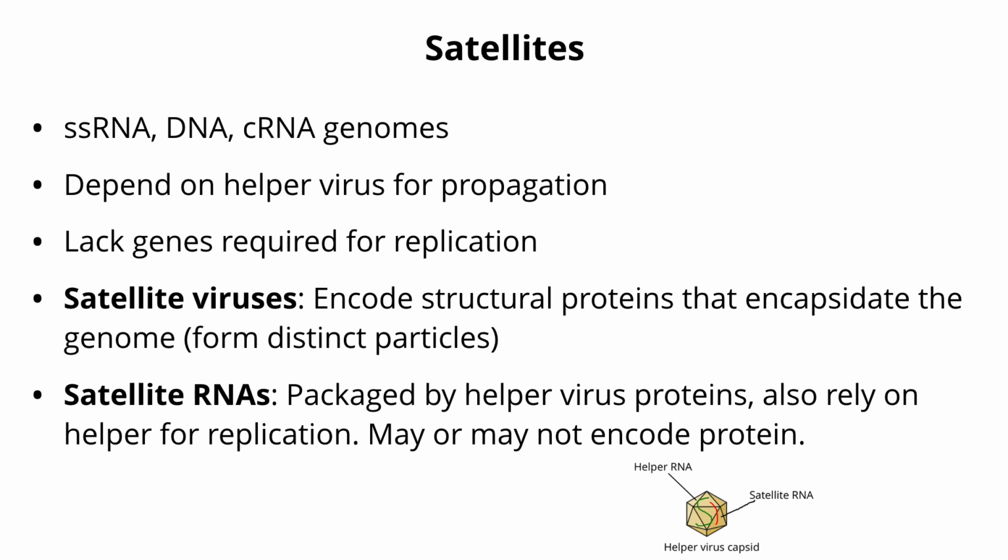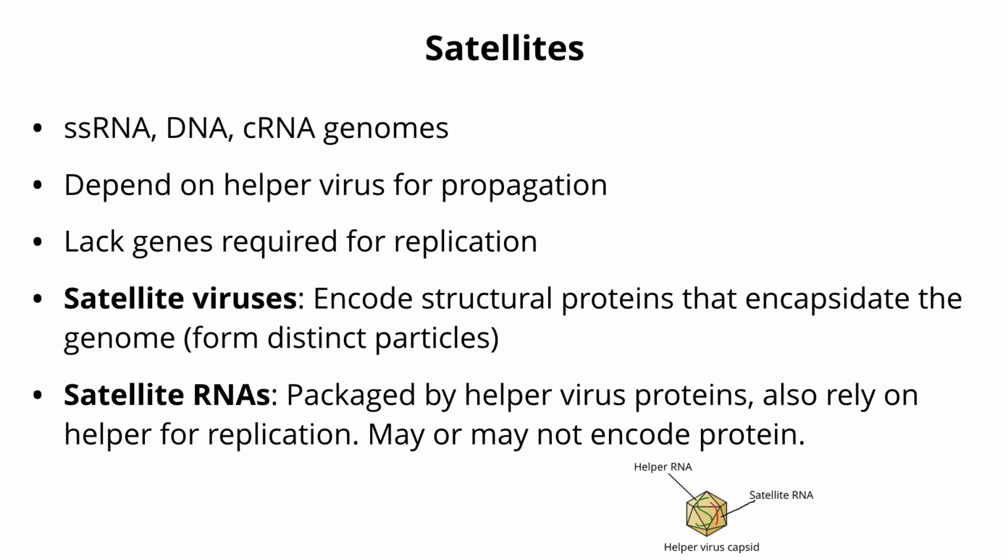And there are two classes that we have discovered. The first is called satellite viruses, all right? So these are real viruses. They form virus particles. The genomes encode structural proteins that actually encapsulate the genome. But they still need a helper virus to replicate because they're missing genes that are needed to propagate the genome and to do other things as well.